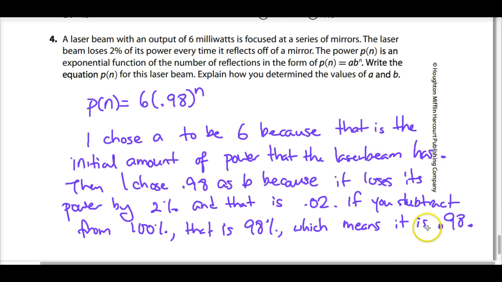Wow, I'm obviously not an English teacher, so my sentences go on and on and on, okay? Anyway, that's why I chose a to be 6, because that's the beginning amount of power that the laser beam has. Then I chose 0.98 because every time it shoots a beam, it loses 2% of its power. And actually, you don't even have to put that, right? So basically, every time you shoot the beam one time, then you have only 0.98 times 6, and that's how much power you have. But then you shoot one more time, and then you do that again. So what I just said, you can go ahead and explain it some more.